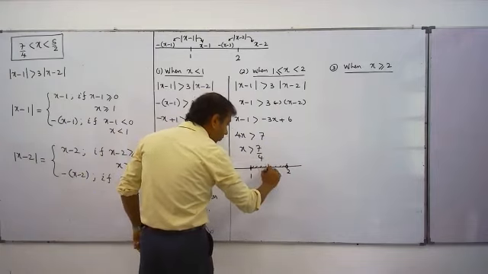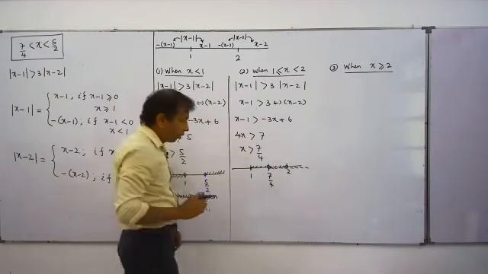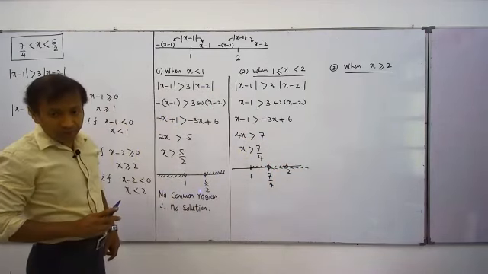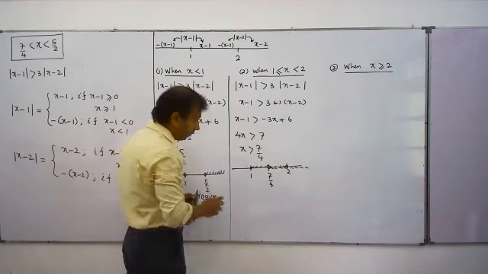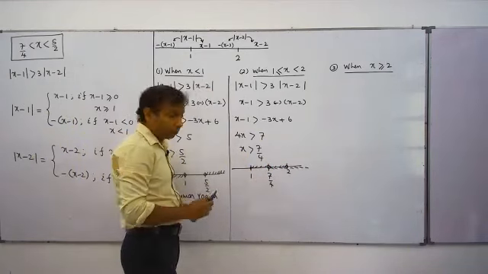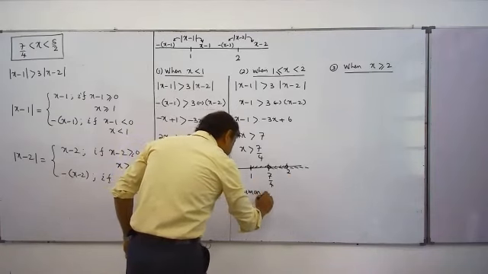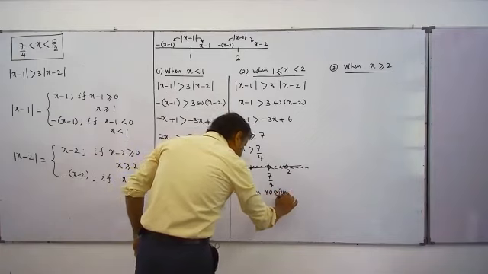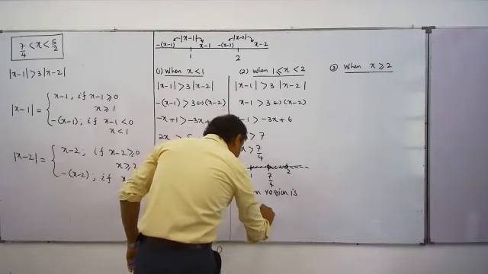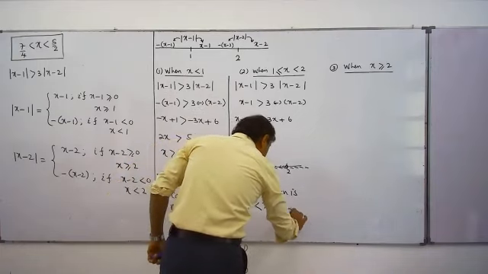Excluding 7 by 4. Circle. Then this. Then you can see the common region come in, people, between 7 by 4 and 2. Common region is x less than 2 greater than 1 by 4. This is number 1.